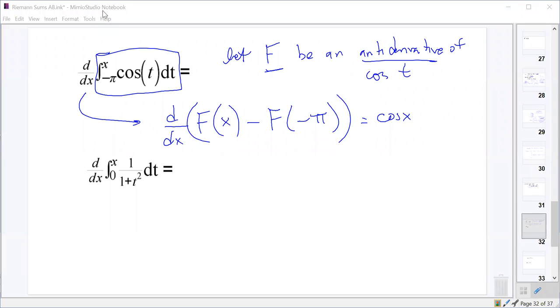Sorry about that. Okay, so negative pi is just a number, and capital F is just a function. So if I evaluate a function at a number, what do I get? A number. We just get a number. And if we take the derivative of just a number, what do we get? Zero. Yeah, we just get 0.